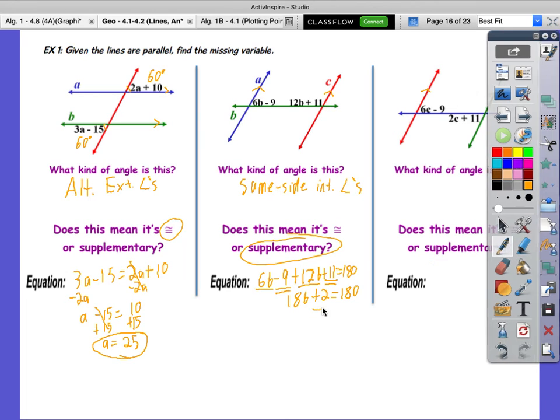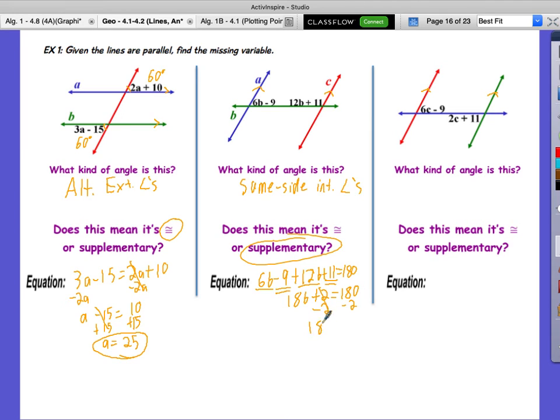So now we continue on, we subtract 2, get it away from our 18b. 18b equals 178. Now you might notice this isn't going to work out very well. I'll spoiler alert that b is equal to 9.8 repeating. Are they actually going to be like that on our assignment? More often than not, no. But it's not impossible. You go back and check your work. We could plug it in, put in 9.9 or 9.8, and we get it to work out.